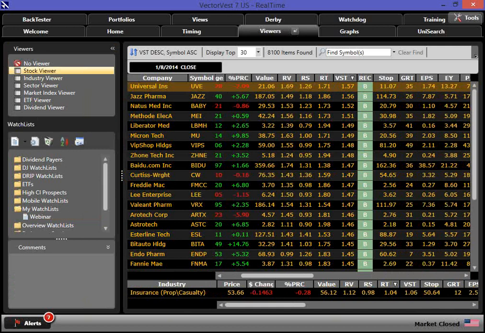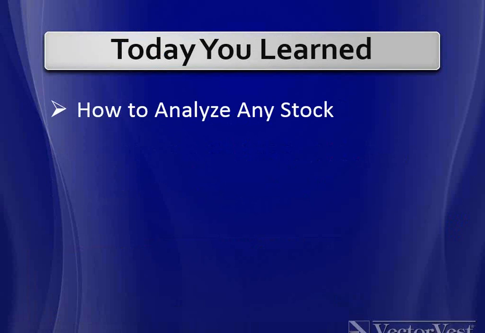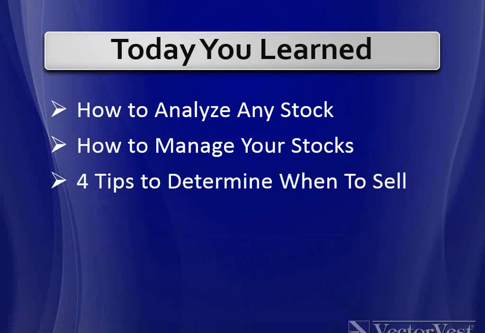With that, let's jump back into the slides. So hopefully today you learned how to analyze any stock. And if you find a stock that's not in the database, just let us know and we can add it. You've learned how you can manage your stocks using the watch list and using the VectorVest system of analysis to analyze them and to watch their performance in graphs. And we've given you 4 tips to help you determine when that price trend is breaking down and that it's time to consider selling or protecting the position.